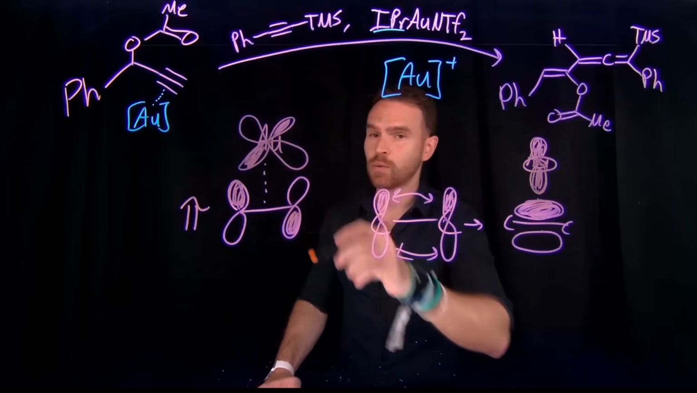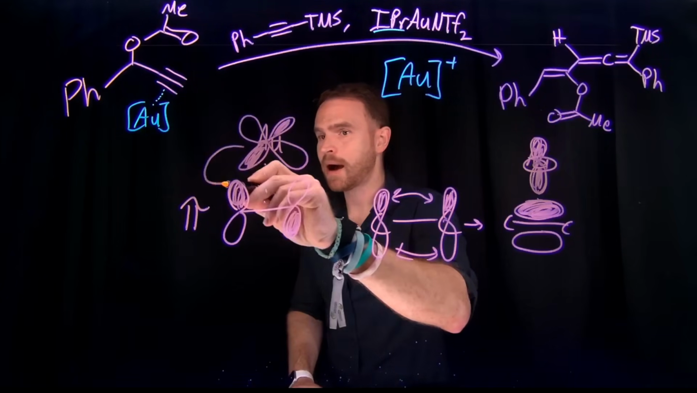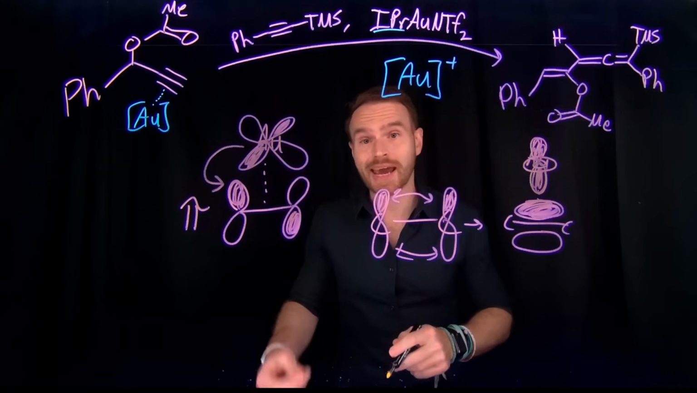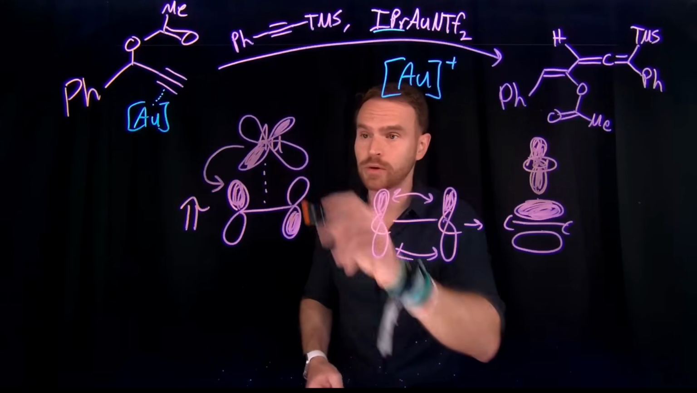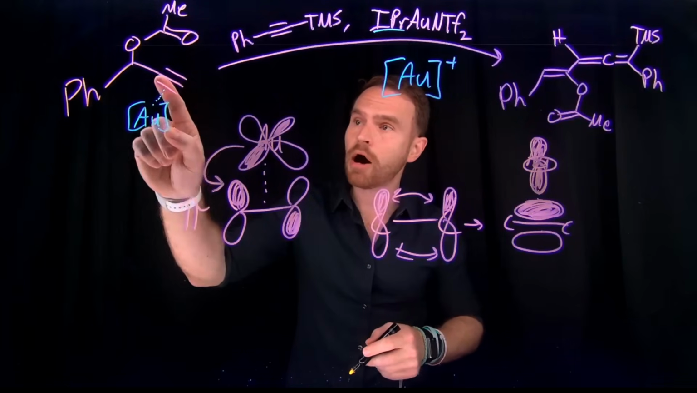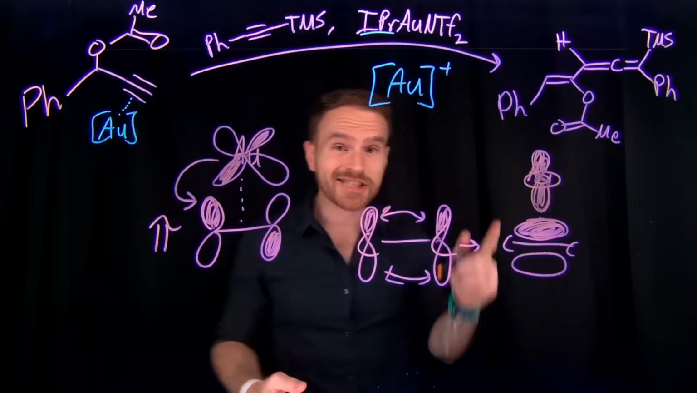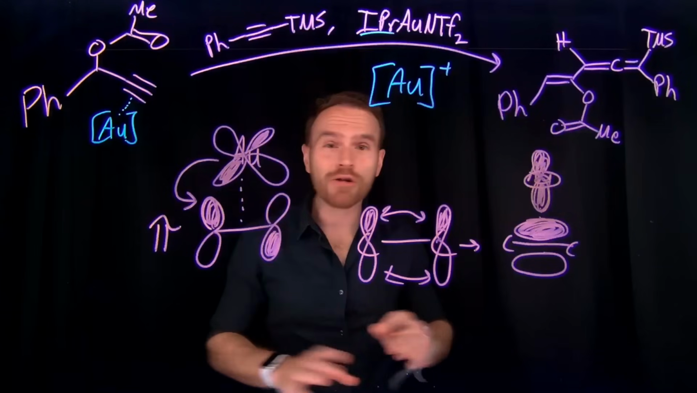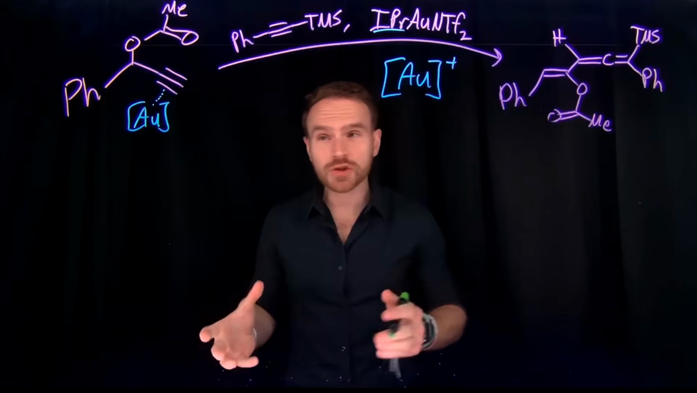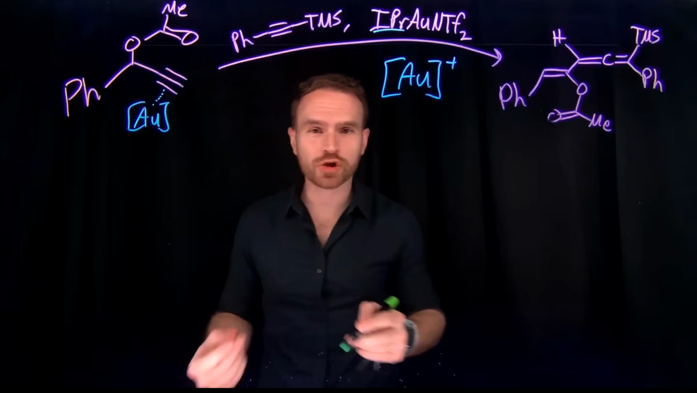So notice that what we have is a situation where the metal can donate its d electron density back into this pi star. And remember, that's an anti-bonding orbital. And anytime you donate electron density into an anti-bonding orbital, you weaken the bond between these two carbons. This is what's known as pi backbonding. I have a video here that you can check out all about pi backbonding and these orbital interactions in case you're interested.